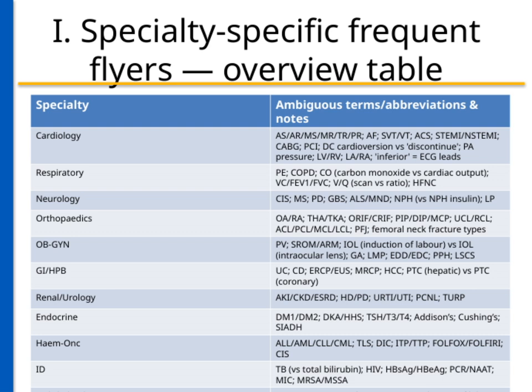In infectious diseases, TB is tuberculosis, and HIV is human immunodeficiency virus. HBsAg and HBeAg are hepatitis B markers. PCR or NAAT are molecular diagnostic tests. MIC is minimum inhibitory concentration, and MRSA and MSSA are methicillin-resistant and methicillin-sensitive Staphylococcus aureus.